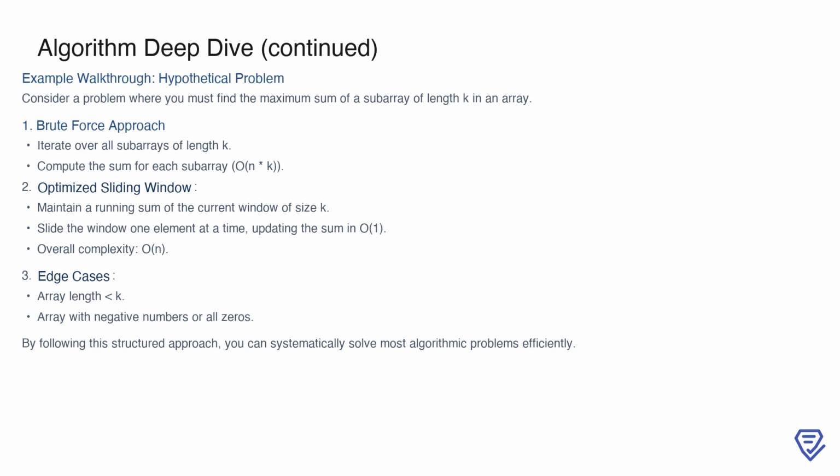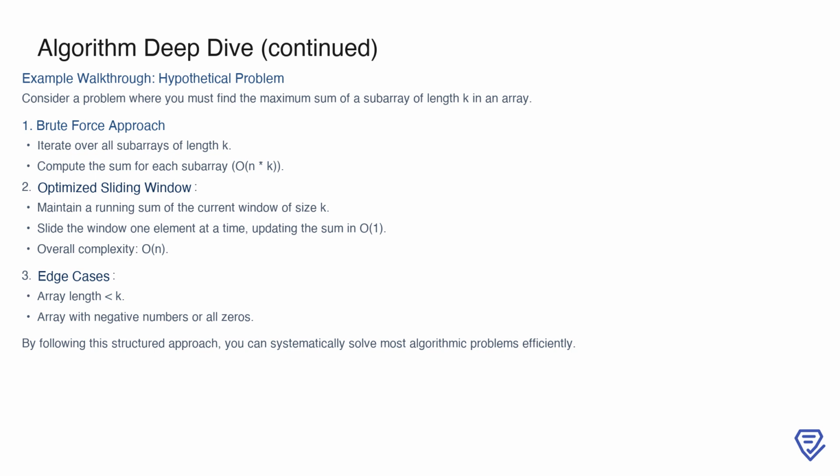It's also important to handle edge cases, such as when the array length is smaller than k or when the array contains negative numbers or all zeros. By following this structured approach, starting simple, identifying patterns, and optimizing, you can systematically solve a wide variety of algorithmic problems effectively and efficiently.